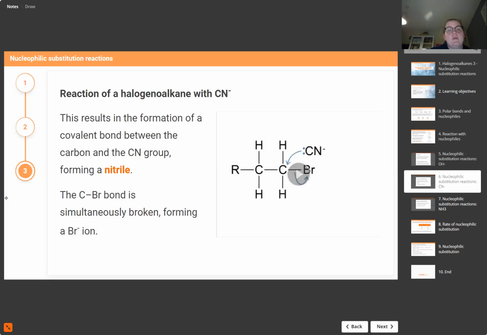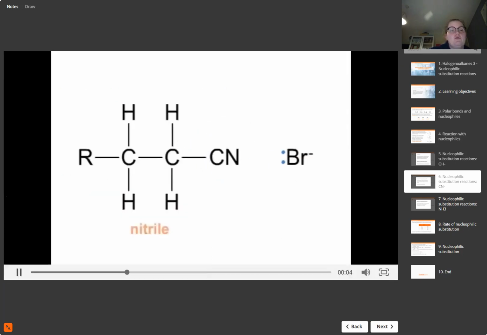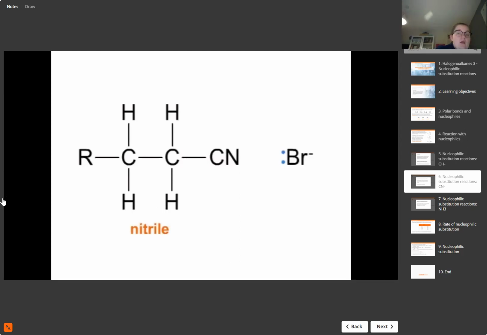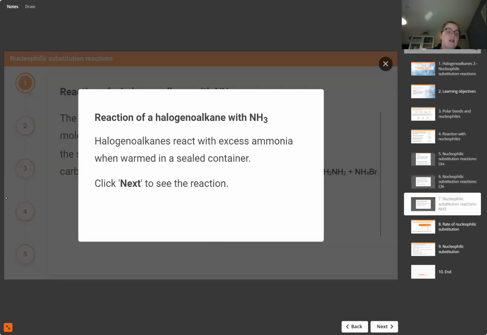Finally, we have a formation of a covalent bond between the cyanide and the carbon. And simultaneously, the bond between the carbon and the bromine is broken. Bromine takes that lone pair of electrons with it, and it becomes a bromide ion. So we then form a nitrile and a bromide ion, a halide ion over there. And then finally, the reaction of halogenoalkanes with ammonia.